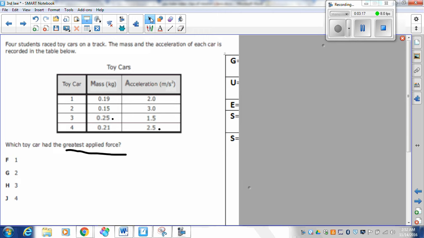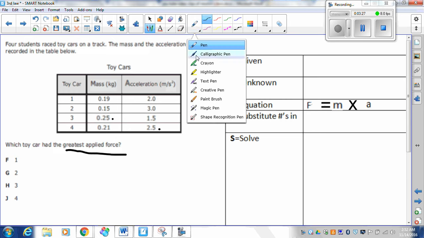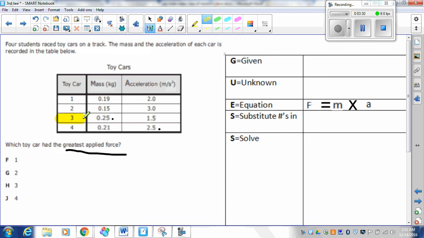Okay. Whenever we're doing the math problems in science, I want you to use given and unknown. So the given, I'm going to start with car 3. So let me highlight that for you. Now in car 3, the mass is given. The mass is 0.25. The acceleration is given. The acceleration is 1.5. The unknown is the greatest applied force. That's my unknown.